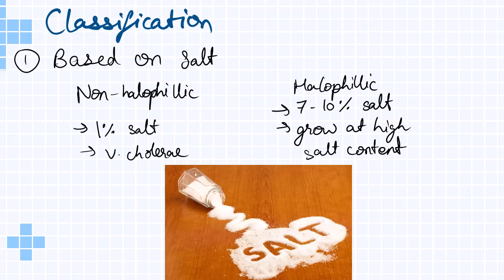The first classification is based on salt. There are non-halophilic vibrios which grow in about 1% salt. Vibrio cholerae belongs to this group. The second group is halophilic vibrios which require around 7 to 10% salt and grow well in high salt environments.